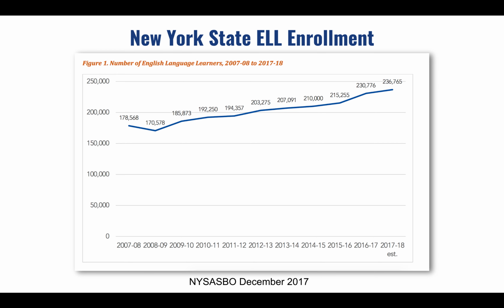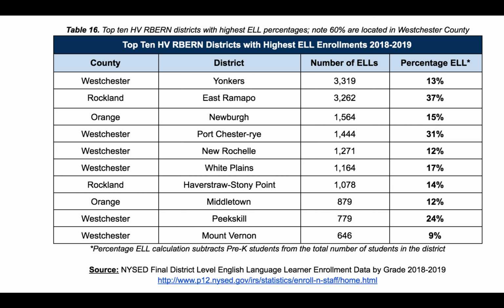Here is a chart that shows the trend of the enrollment of ELLs in New York State over 10 school years, from 2007-2008 to the 2017-2018 school year. This table shows our Hudson Valley region schools that have the highest percentages of English language learners. You can see that most of them are located in Westchester County, but there are also several school districts in Rockland and Orange County that have high percentages of English language learners.